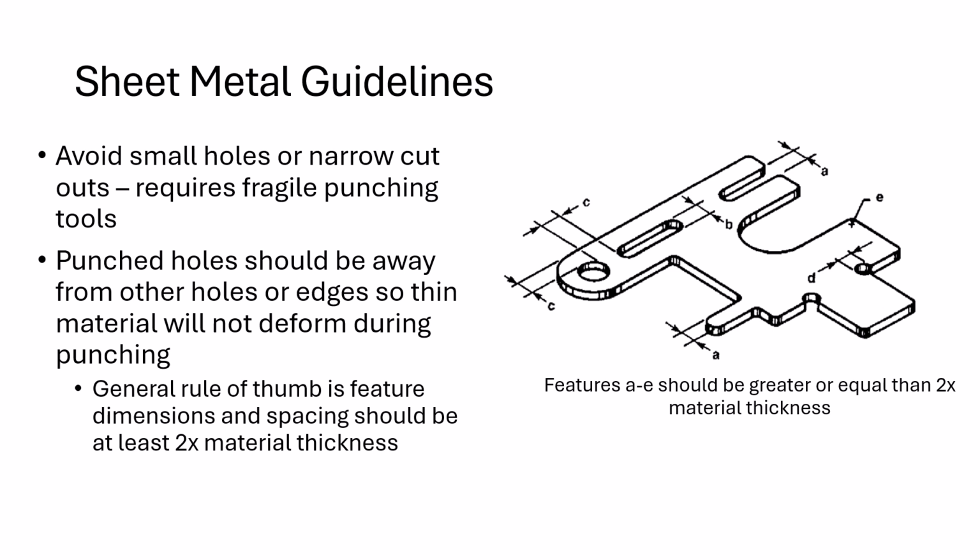So we have a couple of guidelines right here, and then we'll be ending on up. So avoid small holes and narrow cutouts. Fragile punching tools would require potentially deforming or breaking your parts due to low wall thicknesses. Like you can see right here, if that was a really thin wall and you try punching these two pieces, there's a chance that wall will just shear right on out.